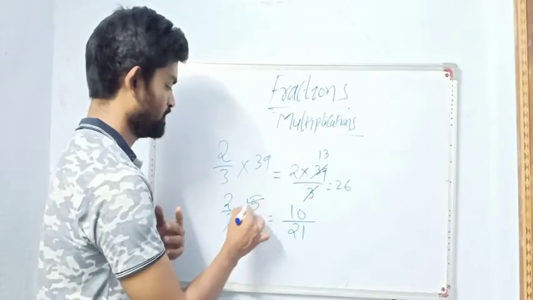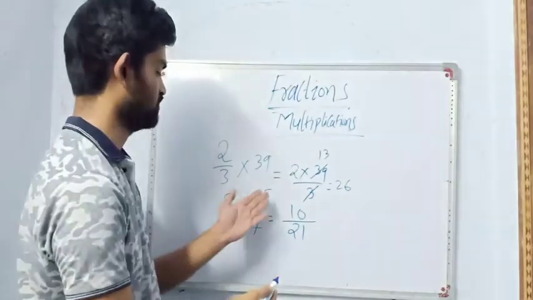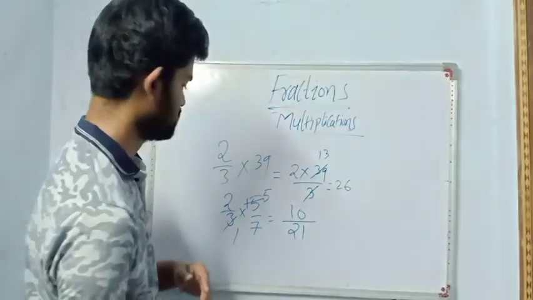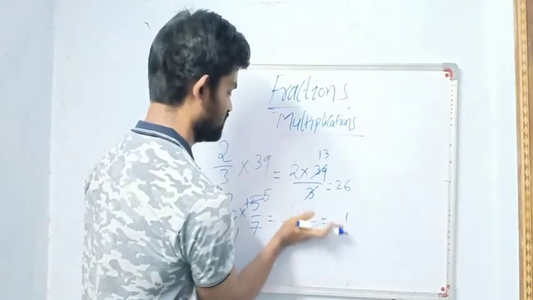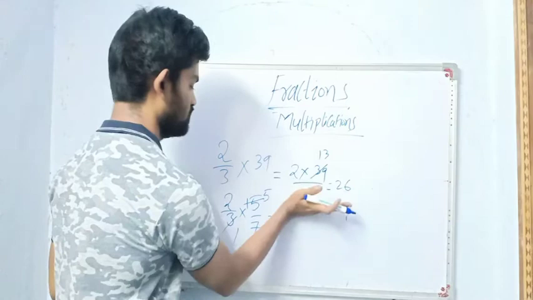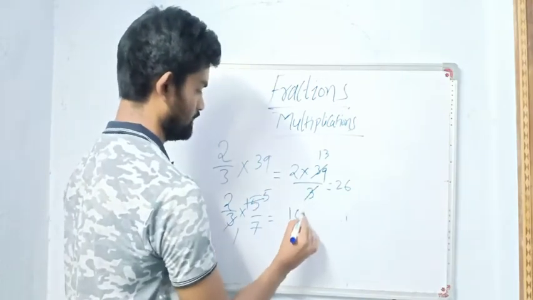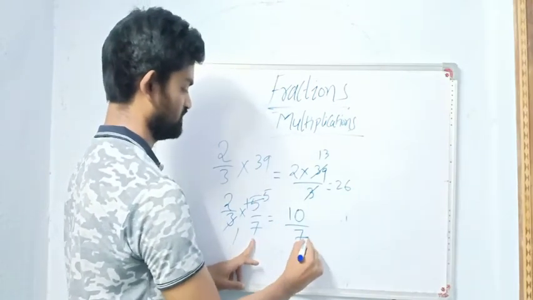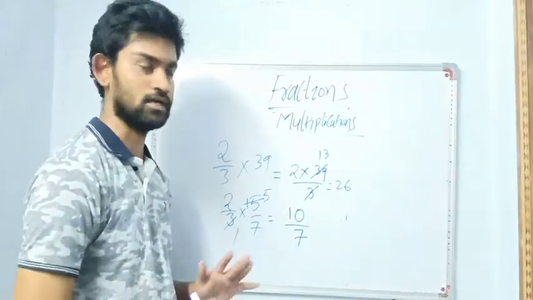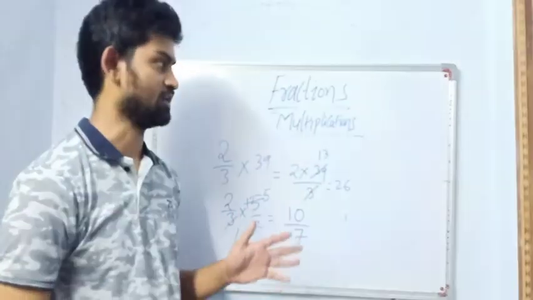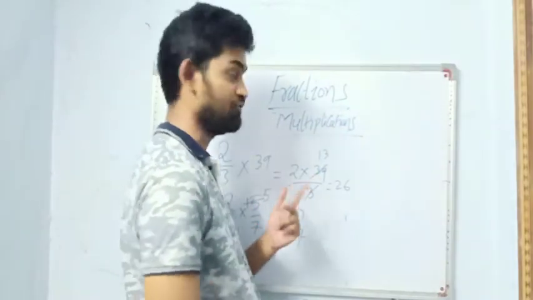3 1s are 3, 3 5s are 15. Then you will get 2 5s are how much? 2 5s are 10, divided by only 7. 3 is cancelled out. 10 by 7 you will get. Okay, this is about multiplication. Now we will see division.